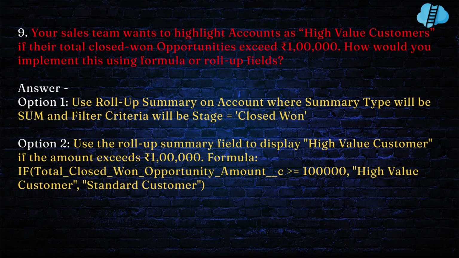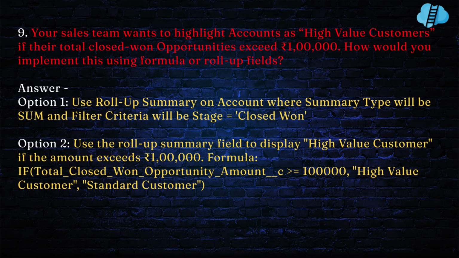9. Your sales team wants to highlight accounts as high-value customers if the total closed won opportunities exceed 100,000 rupees. How would you implement this using formula or roll-up fields? Answer. Option 1. Use roll-up summary on account where summary type will be sum and filter criteria will be stage equals closed won. Option 2. Use the roll-up summary field to display high-value customer if the amount exceeds 100,000 rupees.